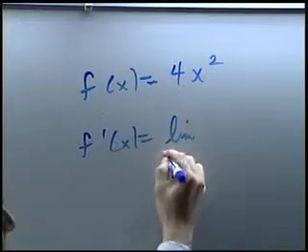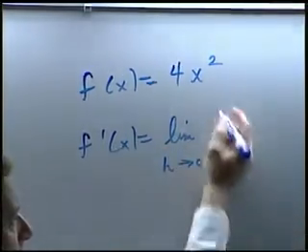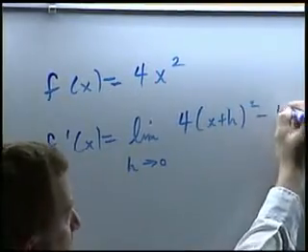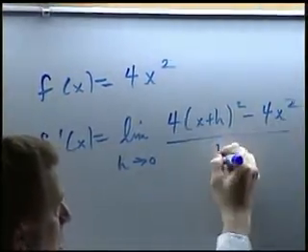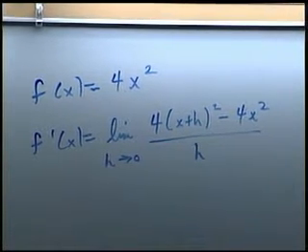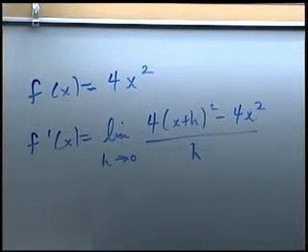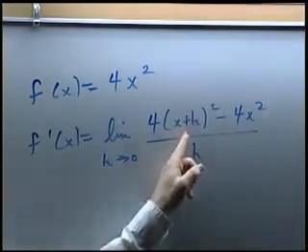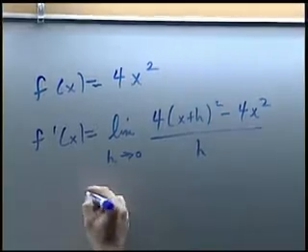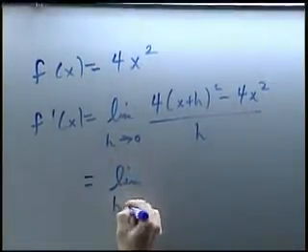All right, we want to take the limit as h gets closer to 0. 4 times (x plus h) squared minus 4 times x squared, all divided by h. I'm just using my definition that we've been working with the last few days. When I start to multiply this out, again, we've done a lot of these, so that's why I'm just going ahead and doing all the work at this stage.